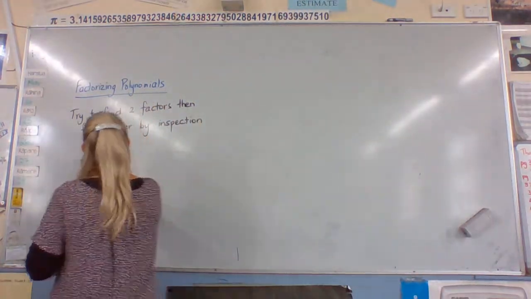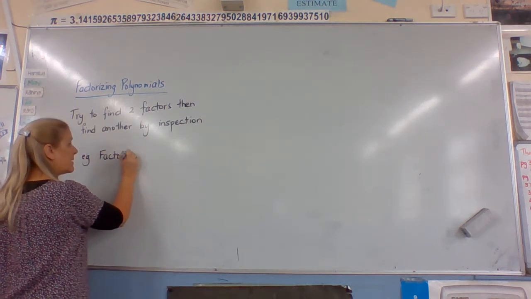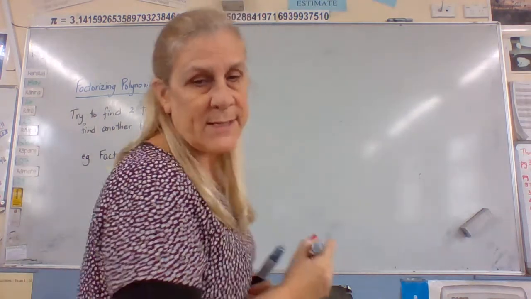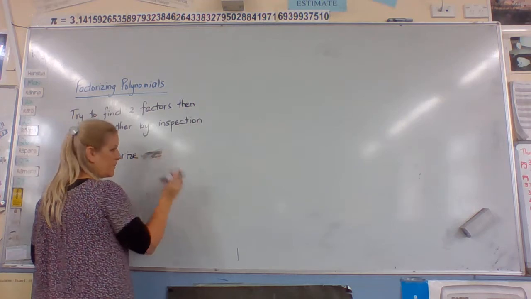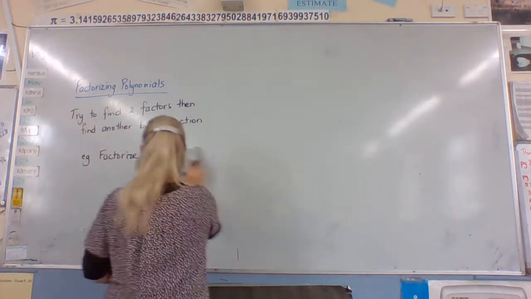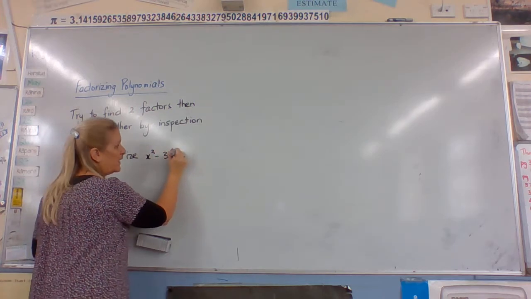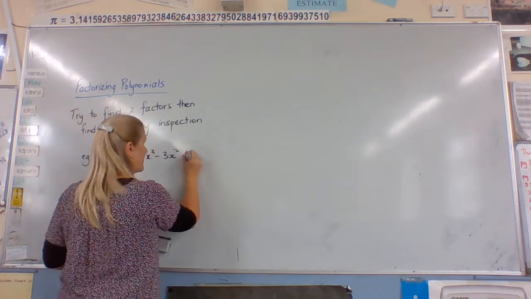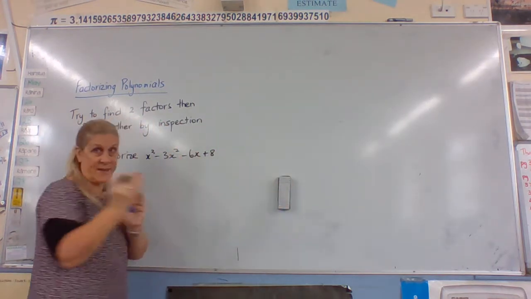So if we're asked to factorise x cubed minus 3x squared minus 6x plus 8. Okay, so what we want is to factorise this.